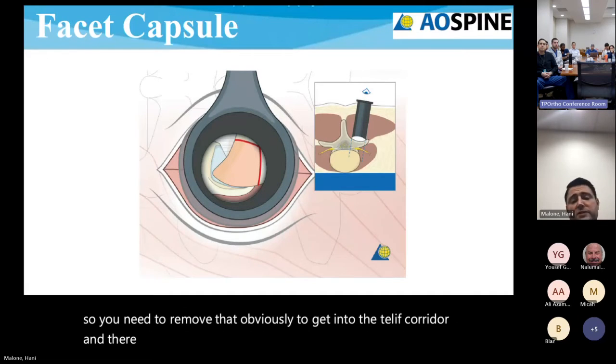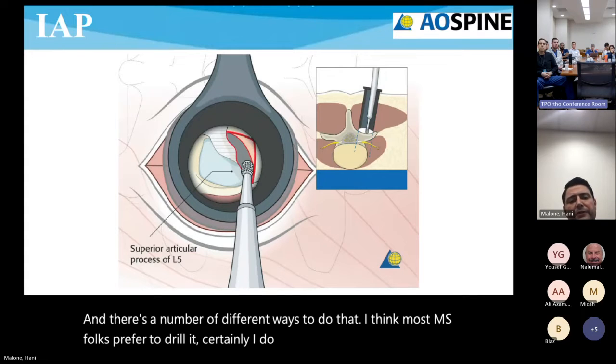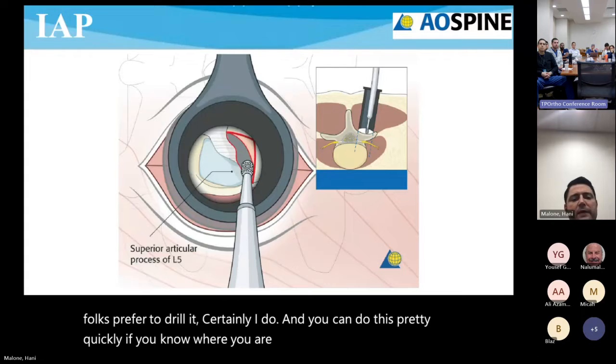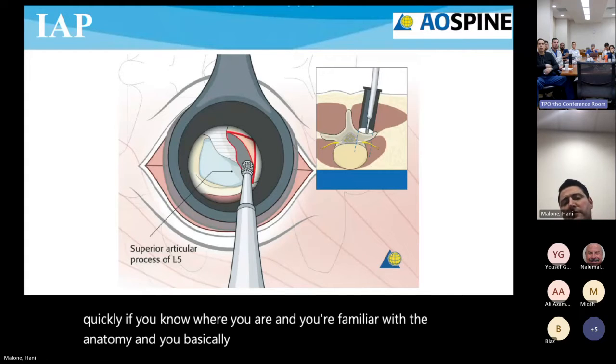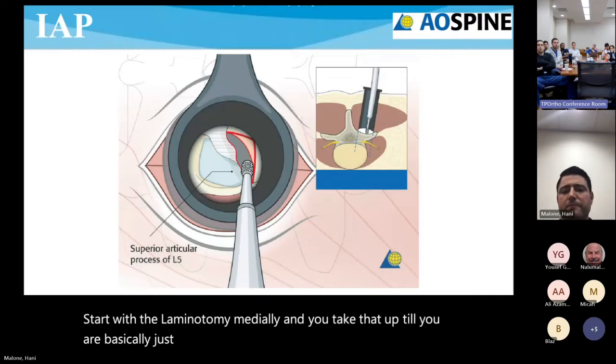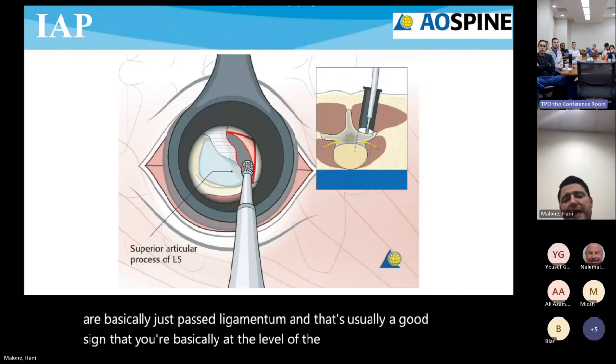And there's a number of different ways to do that. I think most MIS folks prefer to drill it. Certainly I do. And you can do this pretty quickly if you know where you are and you're familiar with the anatomy. You basically just start with a laminotomy medially. And you take that up until you are basically just past the ligamentum flavum. That's usually a good sign that you're at the level of the pars. And you just take it laterally.